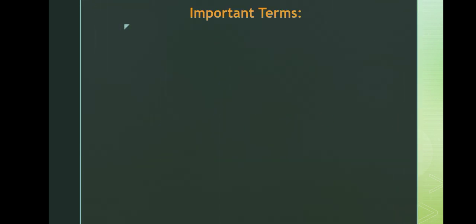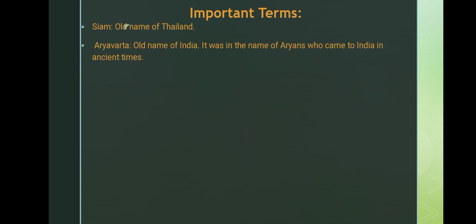Now some important terms related to this chapter. Siam, the old name of Thailand. Aryavarta, old name of India. It was in terms of the Aryans who came to India in ancient time. Indira Point, it is the southernmost part of India, situated in the Andaman Nicobar Islands.